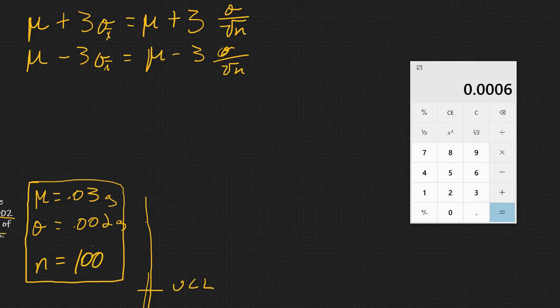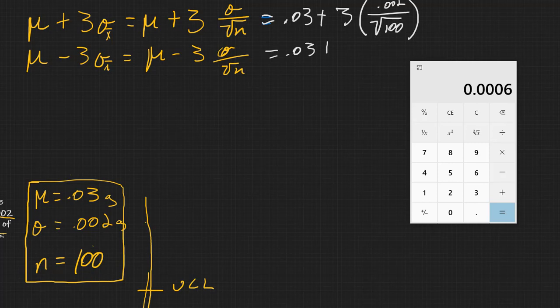Let's plug and play. That's not a good color, let's go back to white. This is 0.03 plus 3 times 0.002 over the square root of 100, right? That's my n, 100, so the square root is really going to be 10. That should be relatively easy. And 0.03 minus, I did it again, minus 3 times 0.002 over the square root of 100.